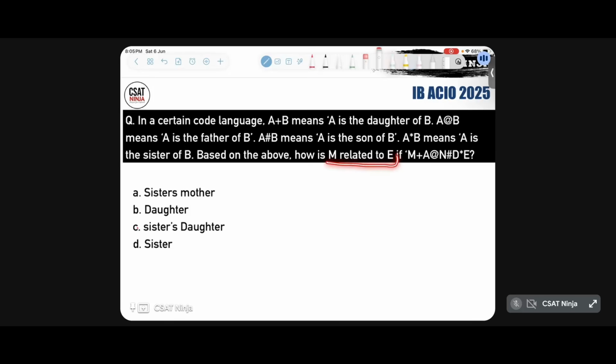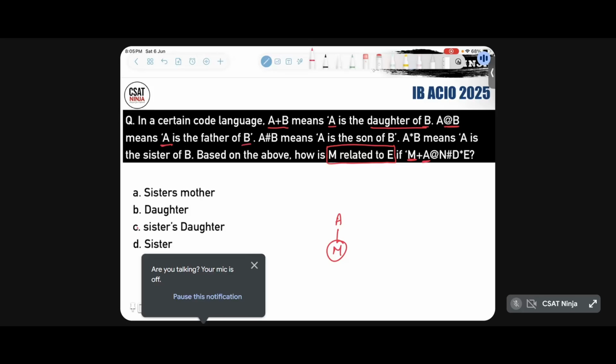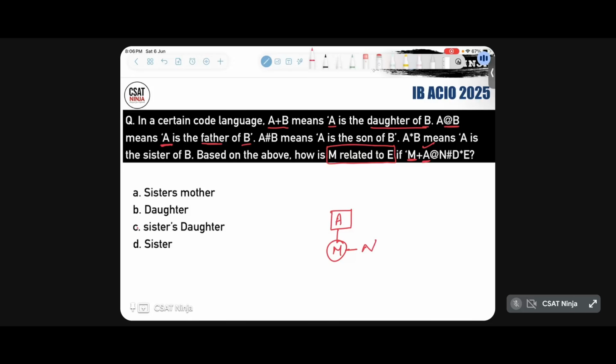How is M related to E? In this case, direct relation is asked. Now, let's follow the question. What does it say? M plus A. Plus means the first one is the daughter of the second one. Next, at the rate means A is the father of B. That means the first one is the father of the second one. That means M there.